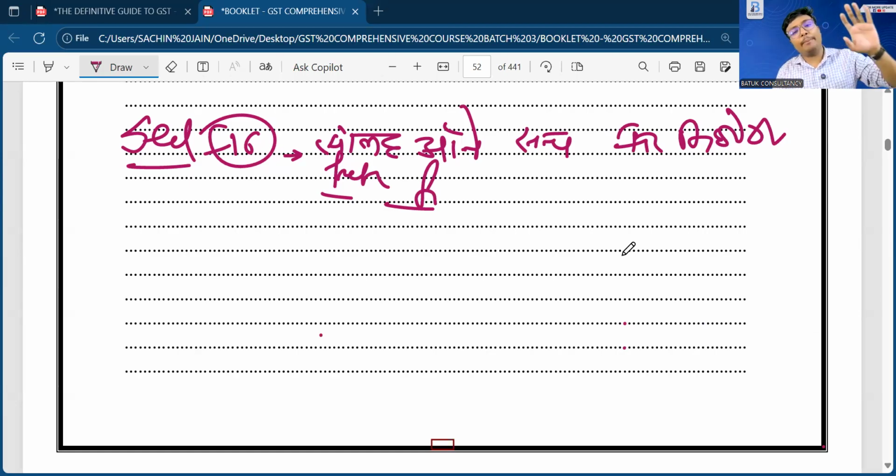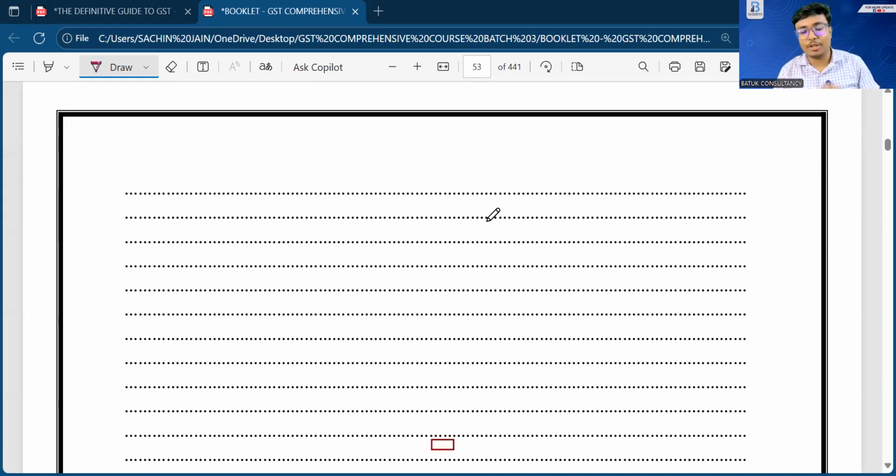Sir, ITC on capital goods will be done in a very detailed way with rules 42 and 43. We'll discuss big machinery in a very detailed way. Okay, sir, thank you. So we'll start our discussion on the next concept.